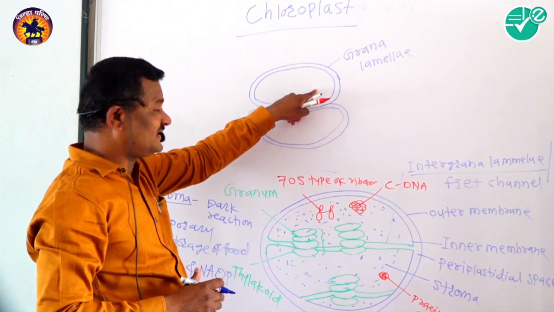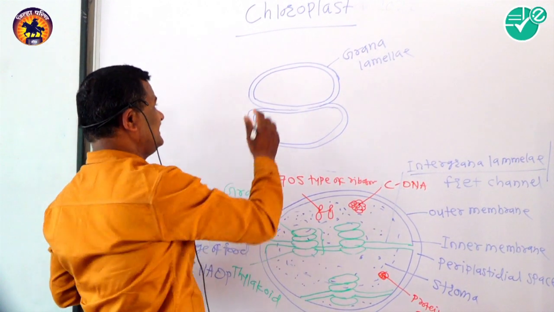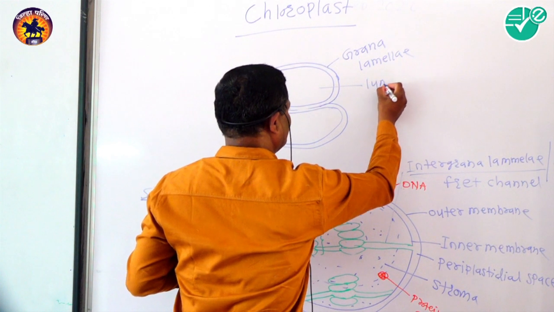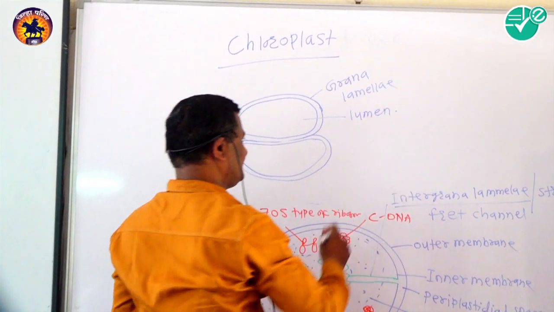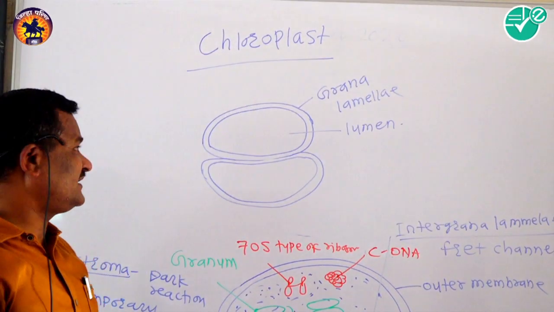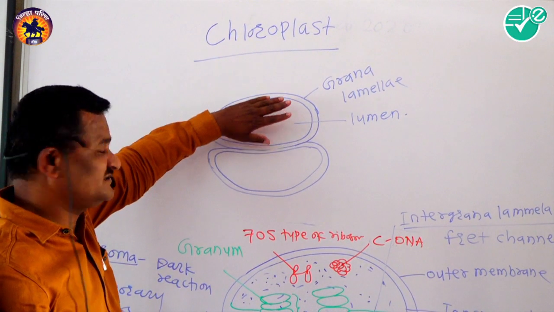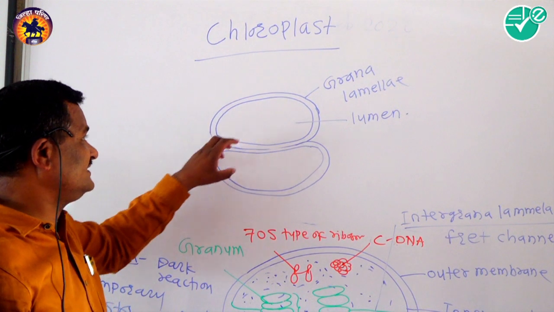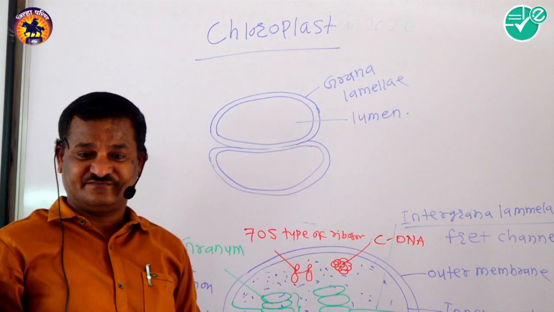The space in the thylakoid is called the lumen. What is the lumen of the thylakoid? The space present in the thylakoid is called the lumen. And the membrane of the thylakoid is called the grana lamellae.